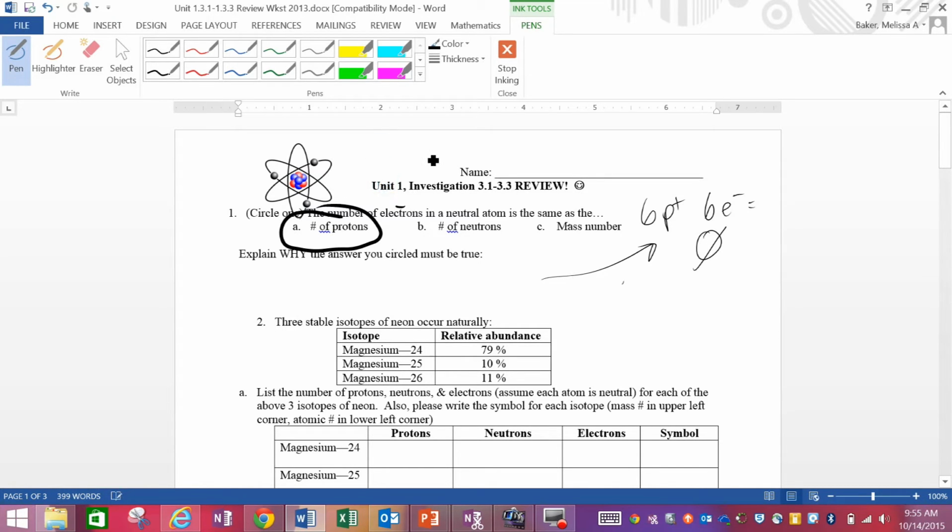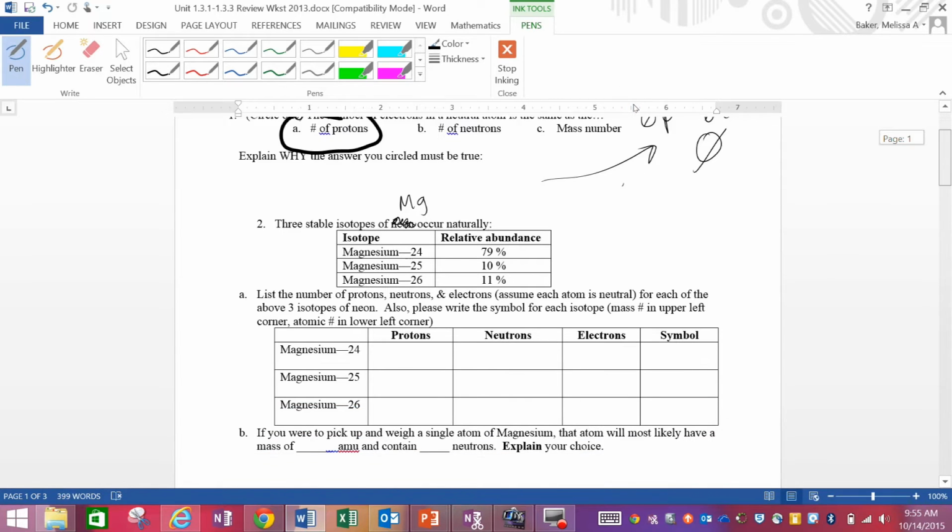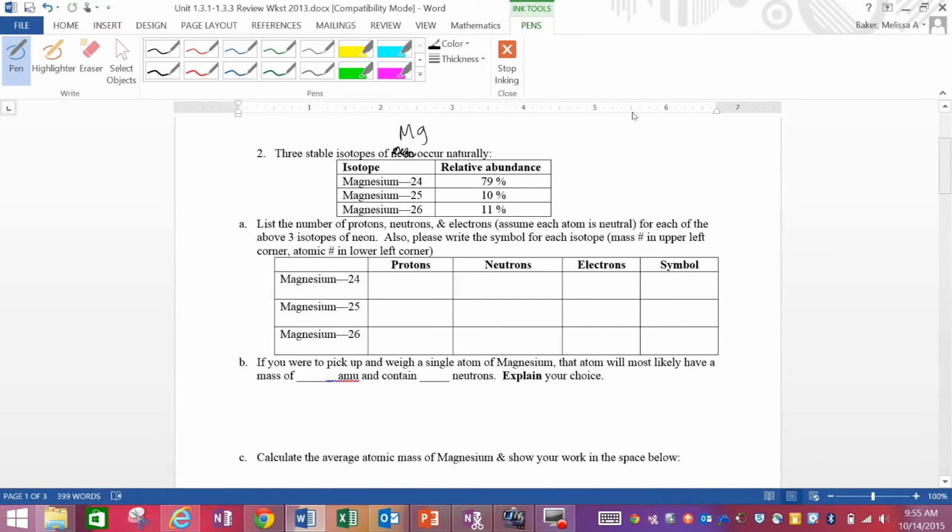There's my explanation there. All right, number 2. It says there's 3 stable isotopes of neon, and I believe that this meant magnesium. Okay, magnesium 24 is the most popular, 79%. Then magnesium 25 and 26. For each of these, it says list the number of protons, neutrons, and electrons. Assume each atom is neutral.